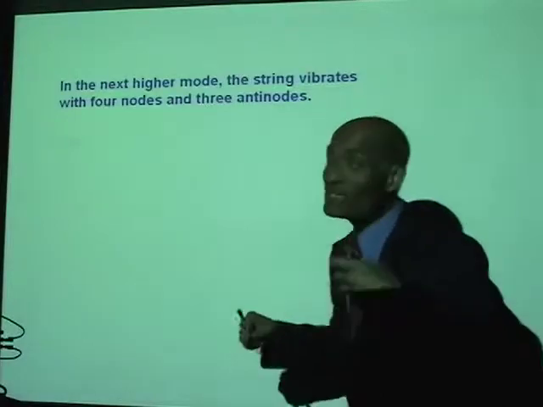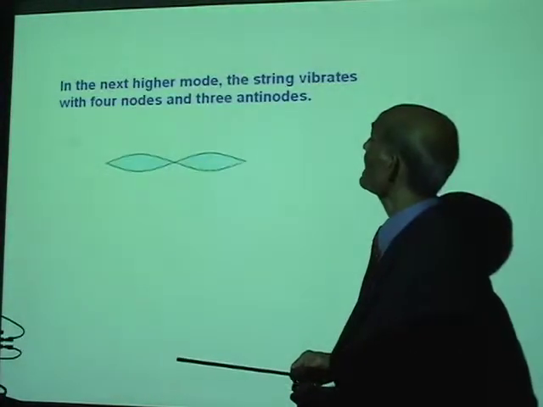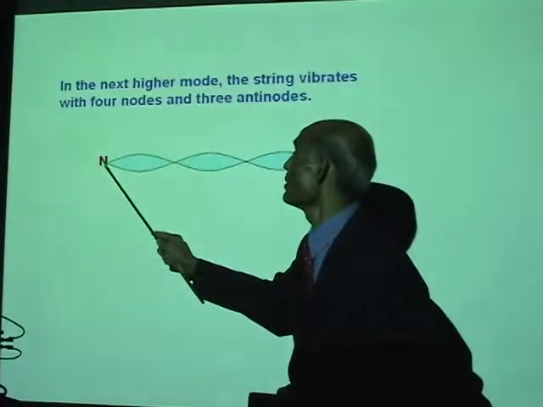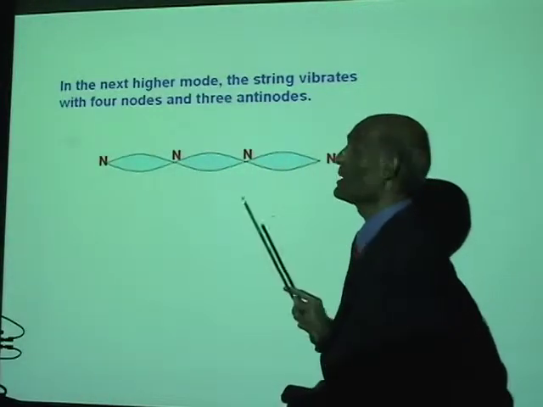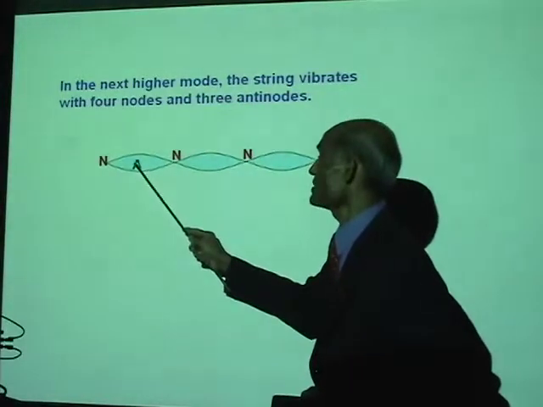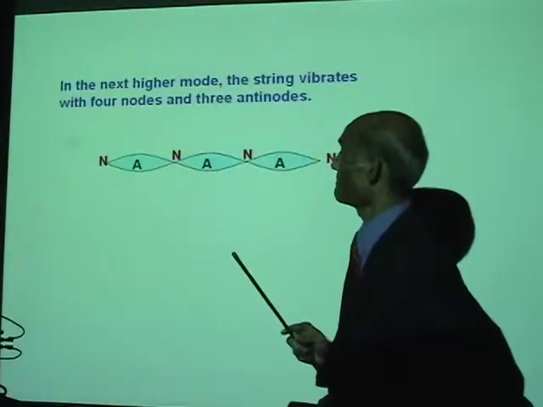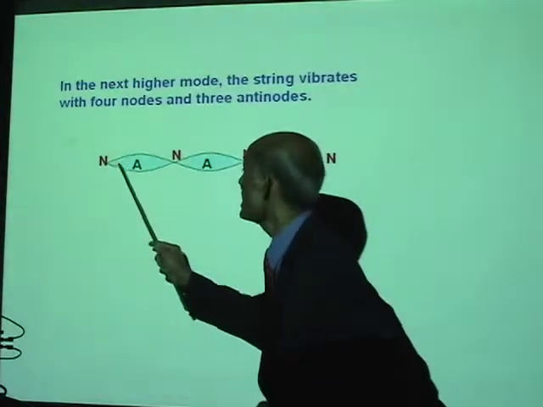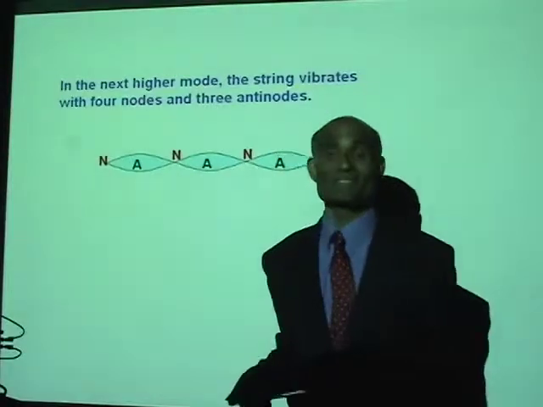Now, how about the next higher mode of vibration? String vibrates in how many loops? 3 loops. There is a node there, another node, another node, another node, and antinode, antinode, antinode. Alright, who can tell me now what is the relation between the length of the string and the wavelength?